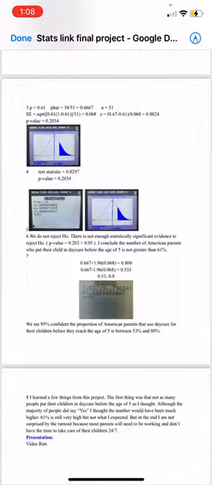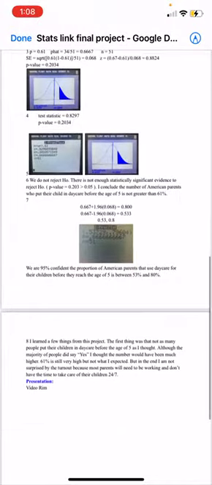We are 95% confident the proportion of American parents that use daycare for their children before they reach the age of 5 is between 53% and 80%.